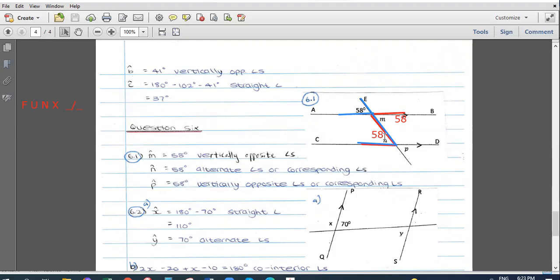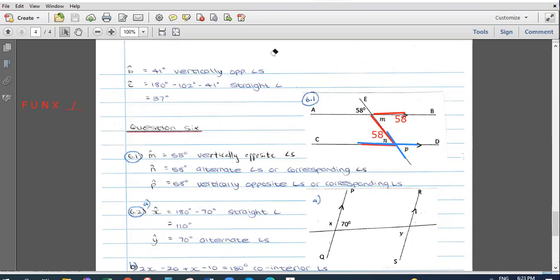If N is 58, then we're looking at the value of P. Now, P can also have one of two answers. One would be P is the same value as N, because we have vertically opposite angles. I'll take out this. There's an X here, so P is the same value, that can be 58. So P is 58, vertically opposite.